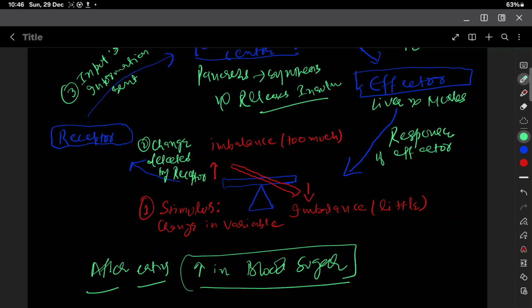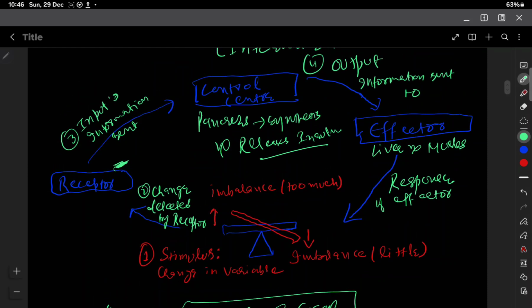Then these receptors will send information to the control center. So what will the cells do? The cells will assess the situation. That means the pancreas will synthesize and release insulin into the bloodstream. Then the control center signals the effector.